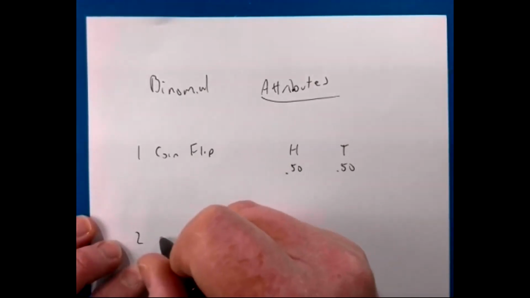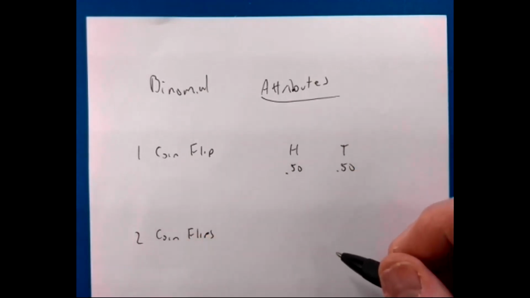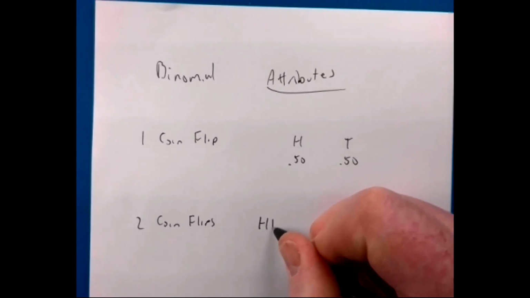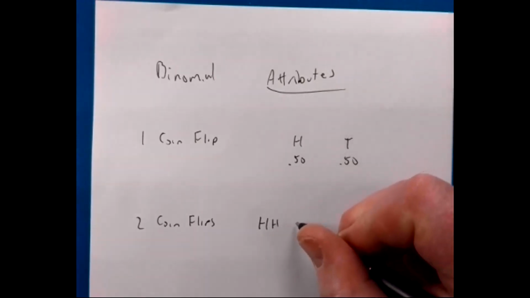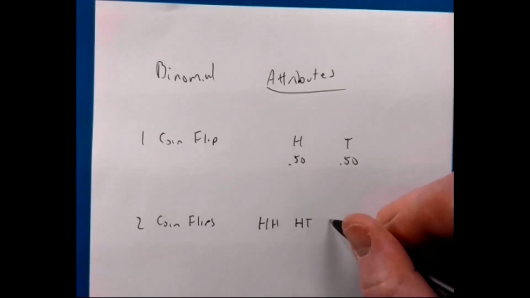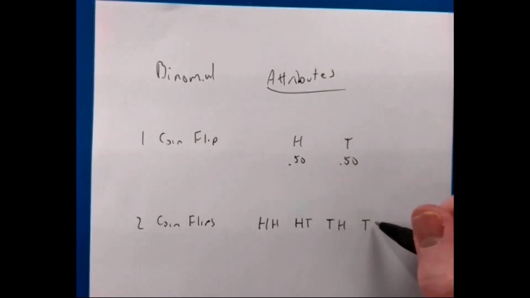Okay, if you take two coin flips, it's possible that they could be heads and heads, right? Possible that it could be heads and tails. Possible that it could be tails and heads. And possible that it could be tails and tails.